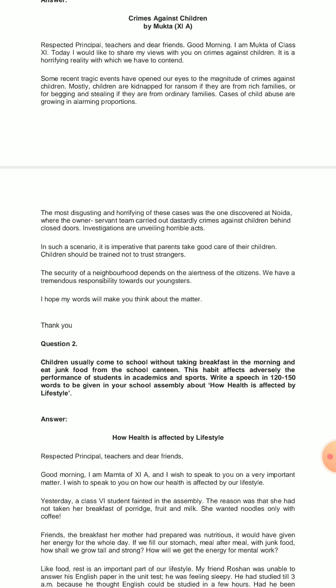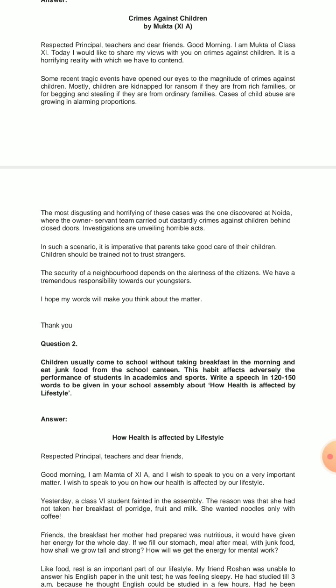Obviously, many such horrible and disturbing news items are being published in newspapers, so we should be well aware of that. In such a scenario, it is imperative that parents take good care of their children. Children should be trained not to trust strangers. This is a very important line. Children should be trained from the very beginning that they should not trust strangers.